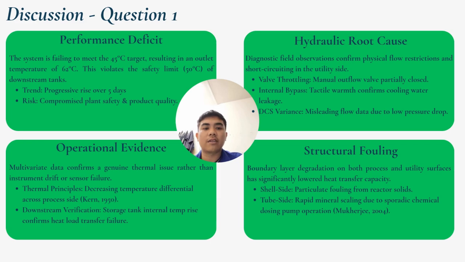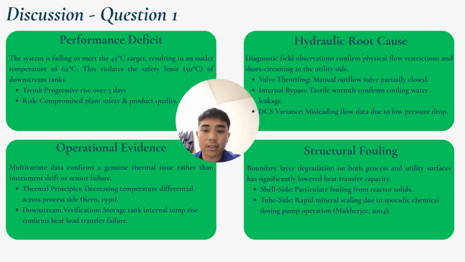Next, we look at hydraulic root cause. Field investigations identified the primary hydraulic failure. A manual cooling water outflow valve is partially closed, creating a throttling limitation. More critically, a valve passage exists. Although the distributed control system DCS indicates the bypass valve is closed, the line is warm enough to be touched. This confirms that utility water is short-circuiting around the unit instead of passing through the tube bundle.